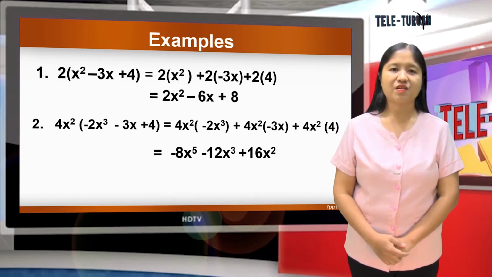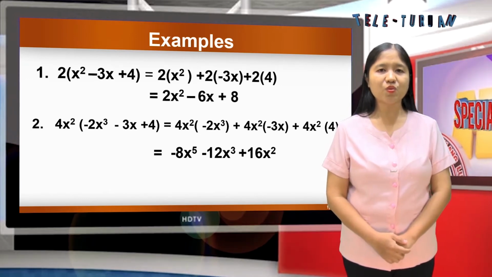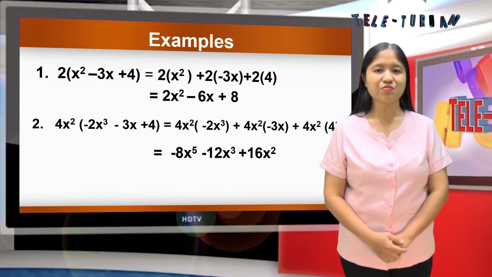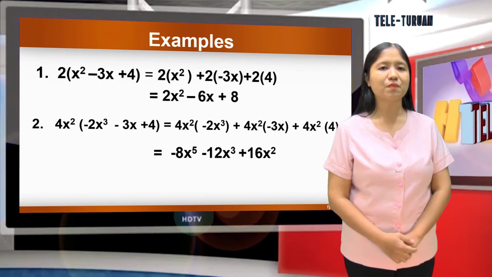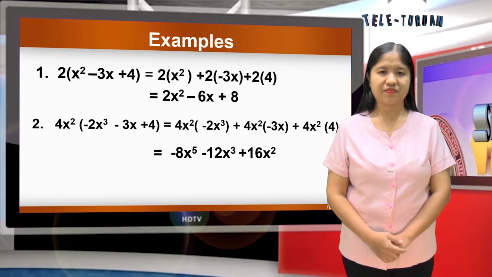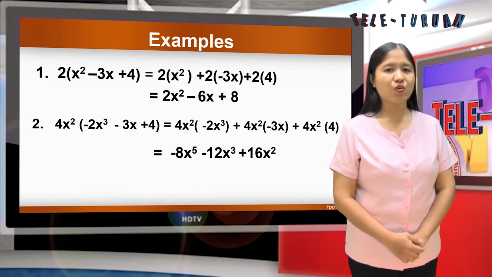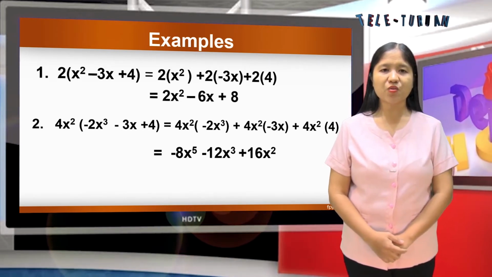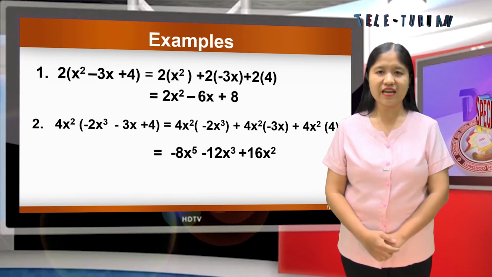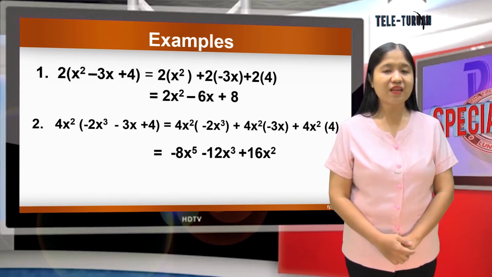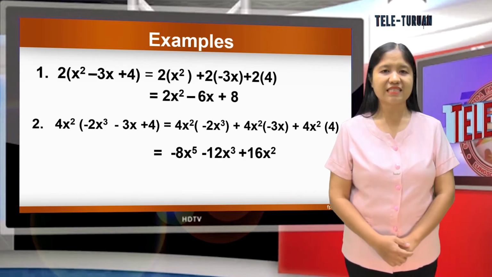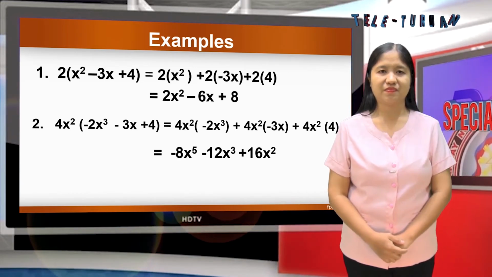That is correct. For number 1, we multiply 2 to each term of the polynomial x squared minus 3x plus 4. That will yield 2x squared minus 6x plus 8. Same as with number 2, we multiply 4x squared to each term of the polynomial negative 2x cubed minus 3x plus 4. That will give negative 8x to the 5th power minus 12x cubed plus 16x squared.